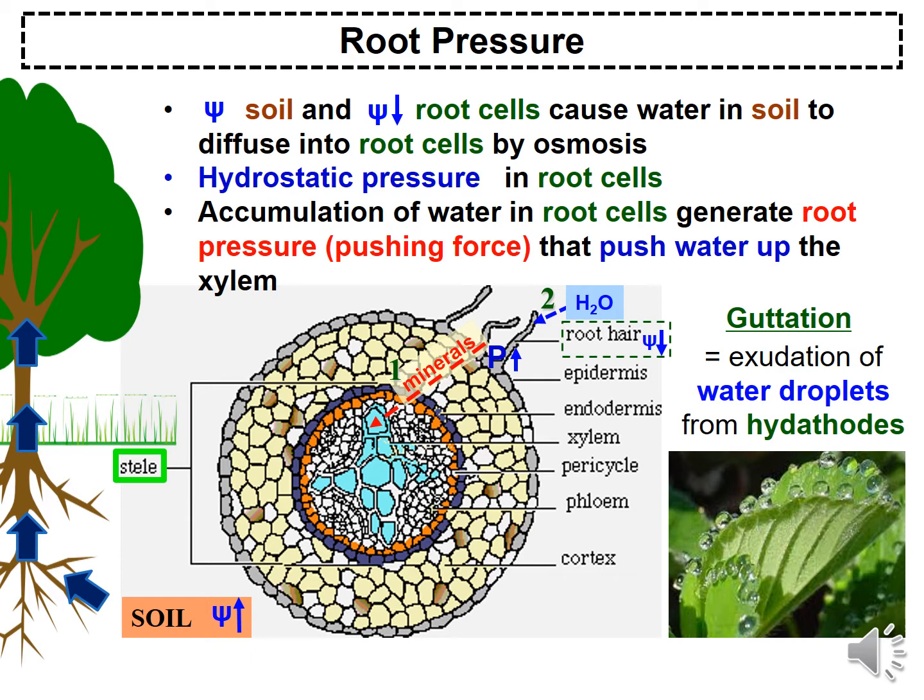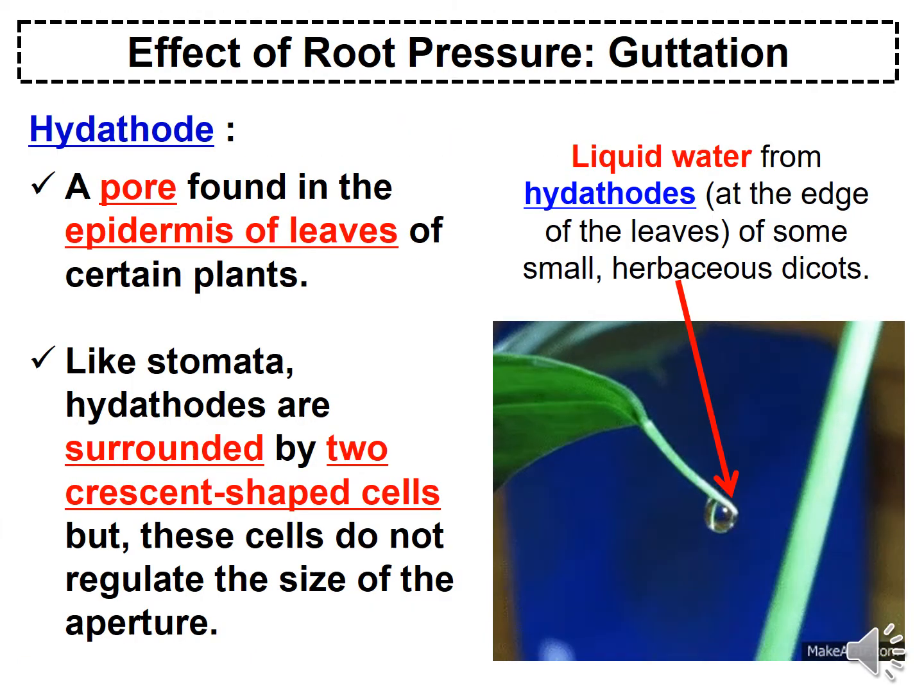High water potential in the soil and low water potential in the root cells cause water in the soil to diffuse into the root cell by osmosis. As more water diffuses into the root hair cell, hydrostatic pressure in the root cell increases. Accumulation of water in root cells generates root pressure, a pushing force that pushes water up the xylem.